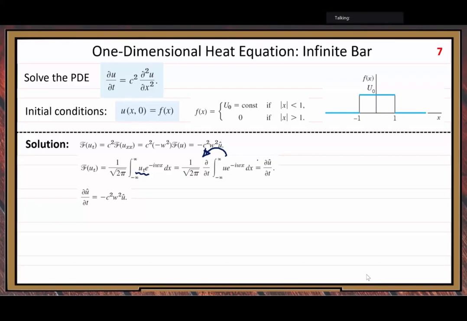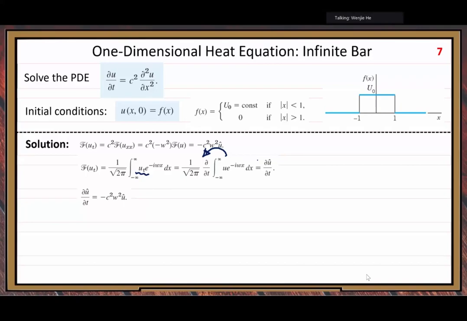So after you apply the Fourier transform, instead of a PDE you have a simple first order ODE. We can write the solution quickly, right? But when we write the solution, we treat W as a constant. We do not treat it as a variable. We only treat the little t as the variable. When we talk about the ODE, only little t is the variable, and W we treat as a constant.